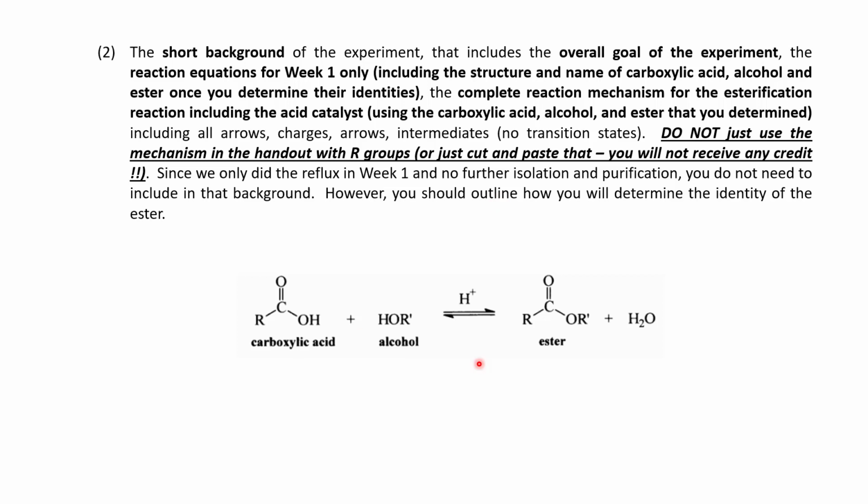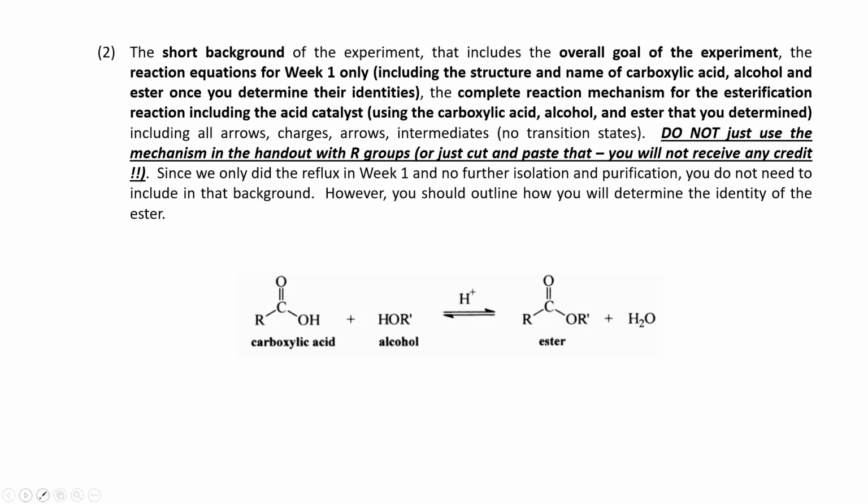So here is the overall reaction that we did. You were handed a bottle, or you picked a bottle of carboxylic acid and alcohol in roughly 1-to-1 molar ratio, give or take. You use sulfuric acid as the catalyst. You reflux this reaction to form the ester and water.